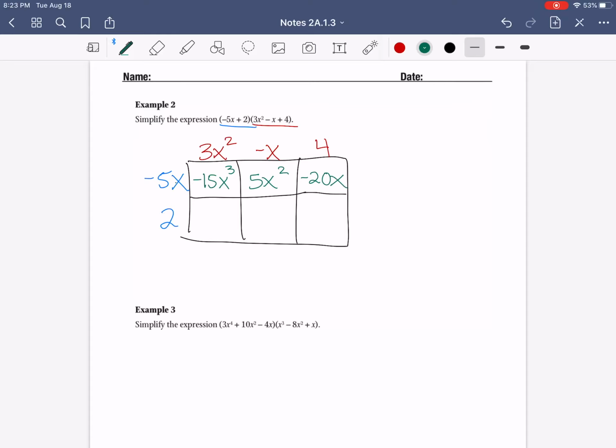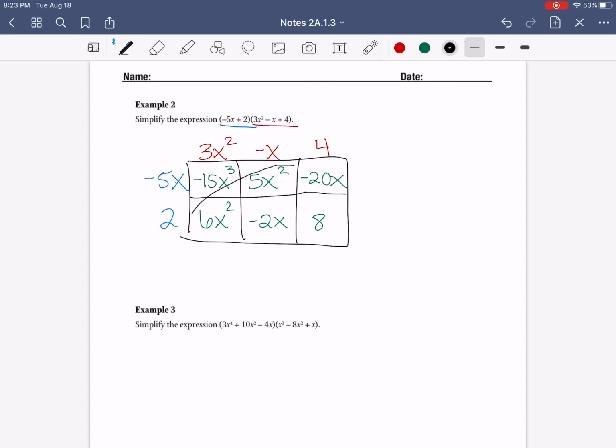3x squared times 2, 3 times 2 is 6, and then we have x squared. Negative x times 2, we just put it together as negative 2x. 4 times 2 is 8. All right, so for our answer, we go ahead and look for any like terms.